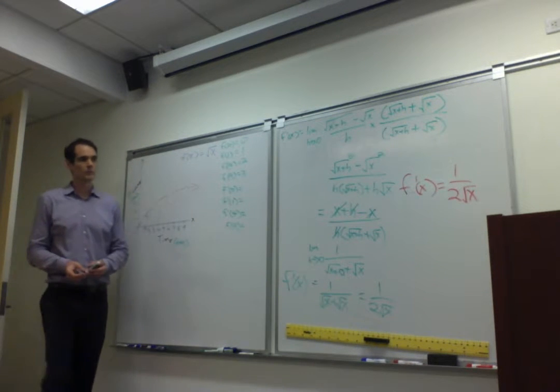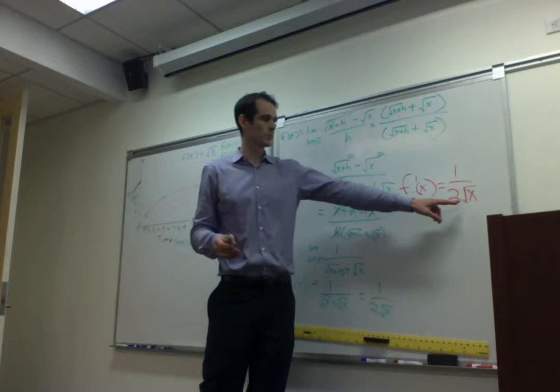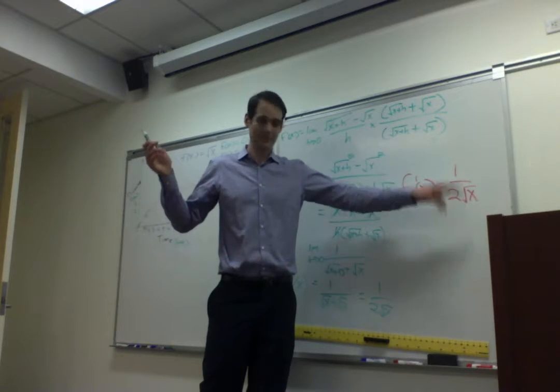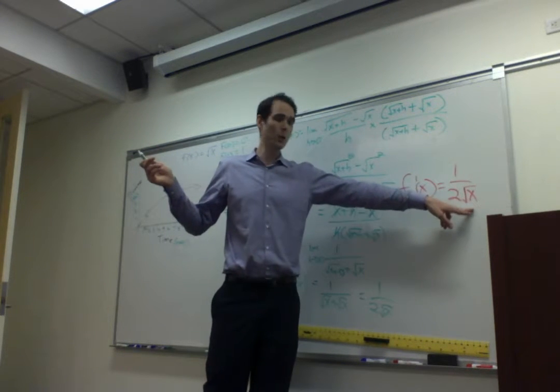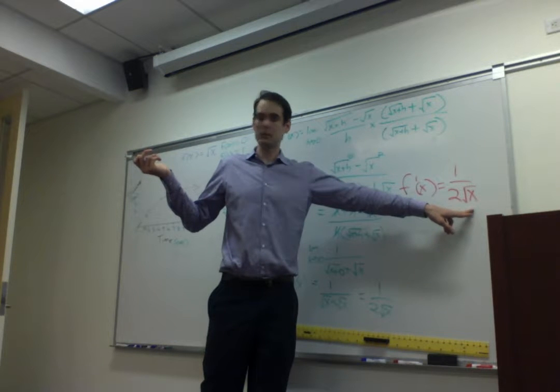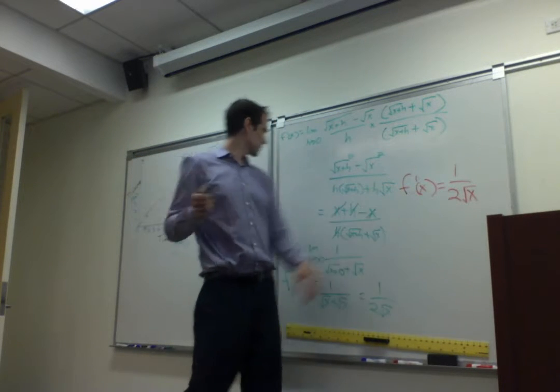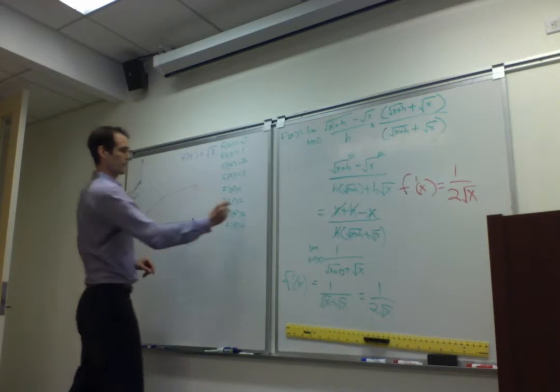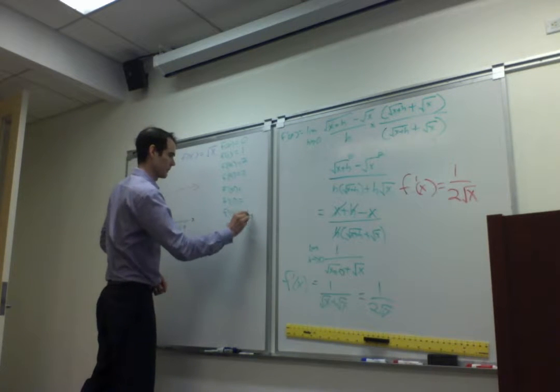1 divided by 2 times the square root. Outstanding. We just put in 4 here. We get 1 over 2 times 2, which is 1/4. Square root of 4 is 2. So f prime of 4 equals 1/4.